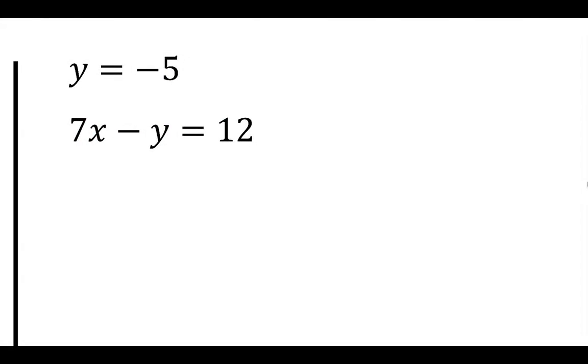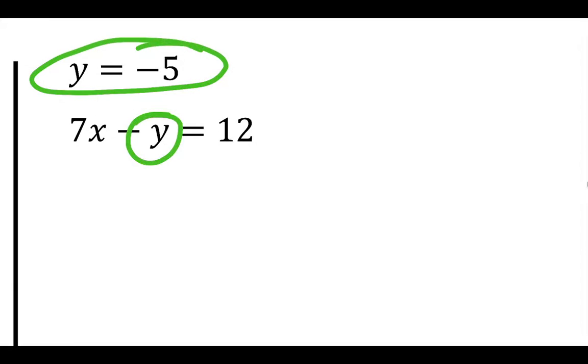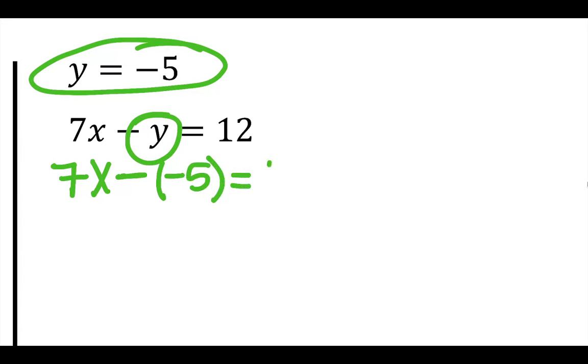It already solved for y for me. It's got y isolated, or all by itself. So I can just take what y equals and plug it in to this equation here. 7x minus, y equals -5, so I'm plugging in a -5. You've got to be really careful with these signs.